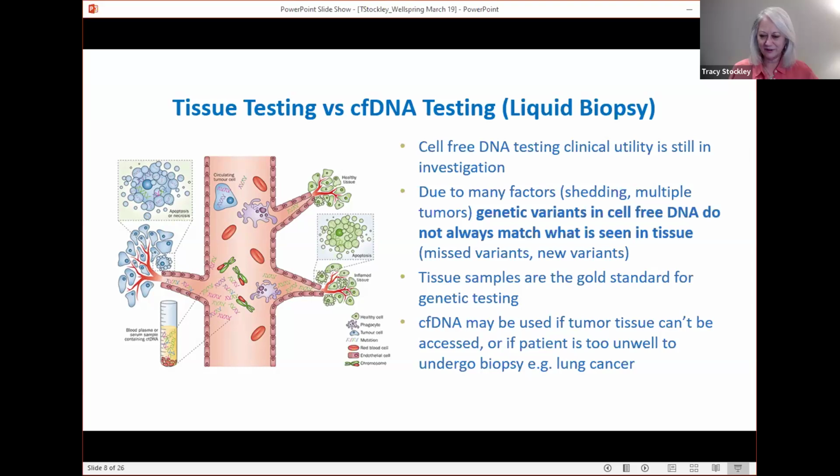Cell-free DNA, though, I think, has a lot of utility right now if we can't access tumor. If you can't access tumor, then cell-free is certainly a great option. You can at least offer some kind of testing to patients, and sometimes also if a patient is just too unwell to undergo biopsy, or otherwise just can't have tissue taken. And so right now in Ontario, this is being rolled out, particularly for use in lung cancer.